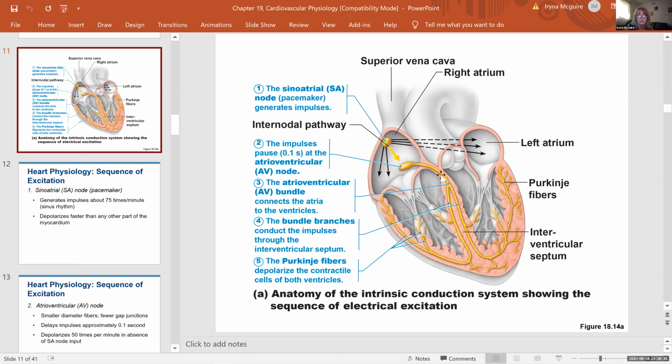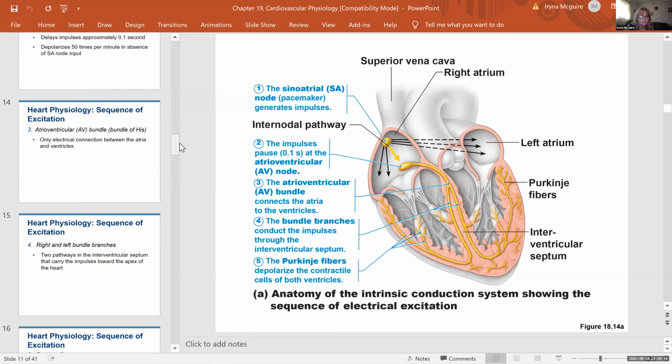However, if AV node is not working, or we have some blockage here in AV bundle, that's a more critical situation, really, because you can generate electricity in your atria, but you need your ventricle to contract, right? So when AV node is not functioning, that's called heart block. That's a more dangerous situation. So if neither SA node nor AV node is firing, they give this patient a pacemaker, so it will generate these electrical impulses for this patient's heart. Okay, so that was our conduction system.